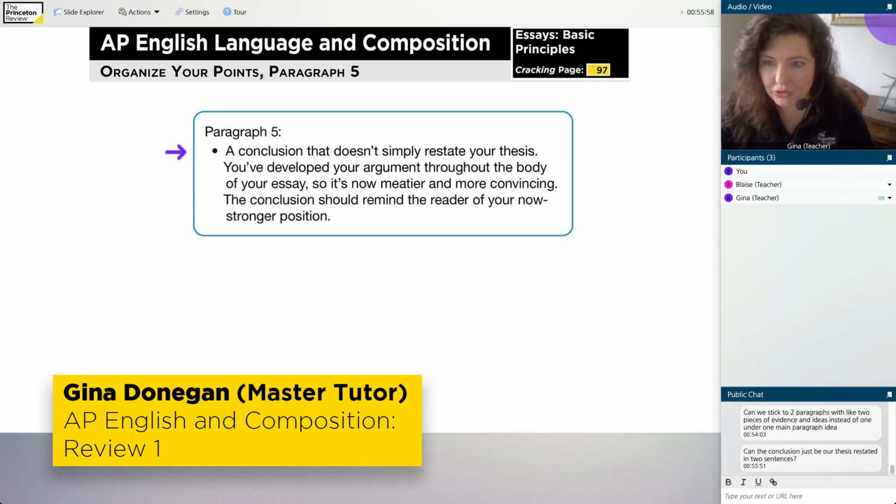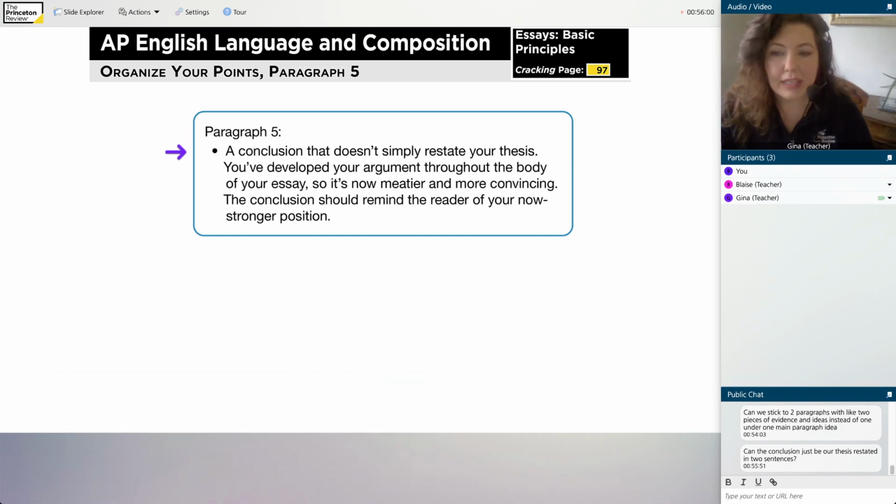Can the conclusion just be your thesis restated? Yes, not in exact words, right? Don't be creative, right? Say it in a slightly different way. But yes, you are just rehashing the same ideas. You're not really coming up with any new ideas. Just word it in a slightly different way and you'll be fine.